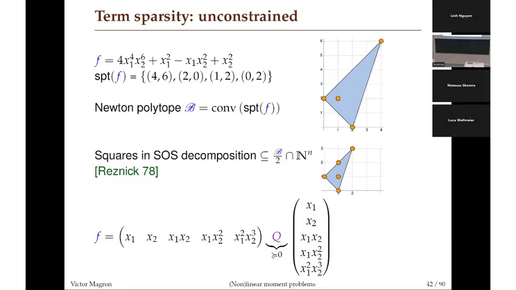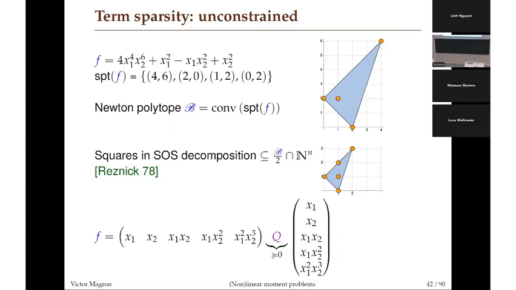So I would say that the first example of term sparsity is due to Reznick in '78, I think even at the time when he wrote his PhD thesis. So he got this very nice idea. Here you have a polynomial in two variables of degree 10. If you run the dense hierarchy, it will be quite expensive.